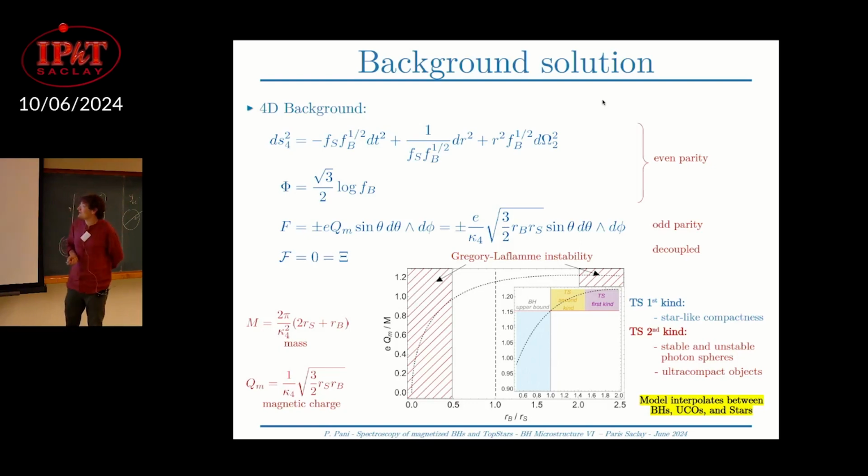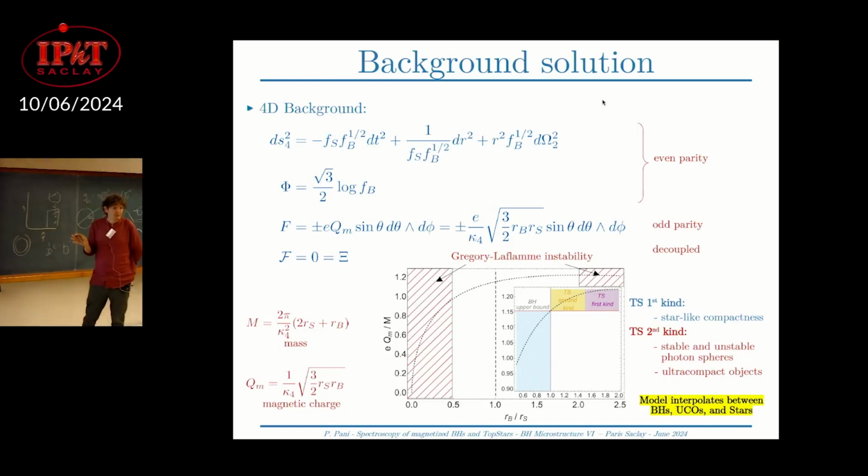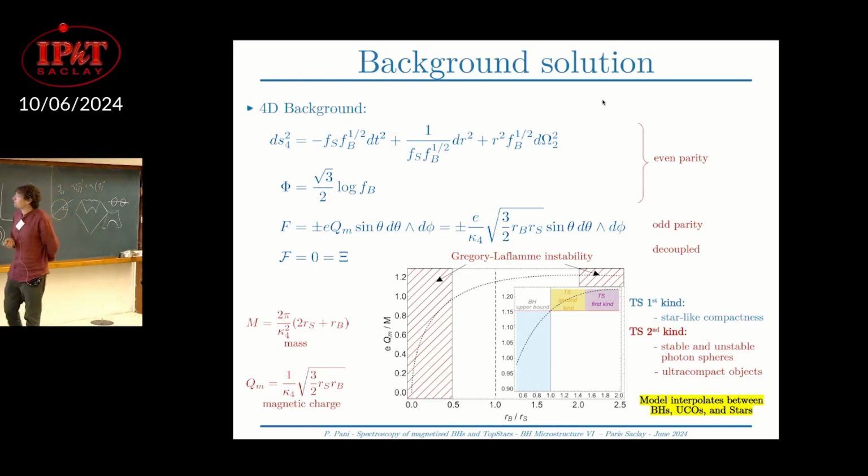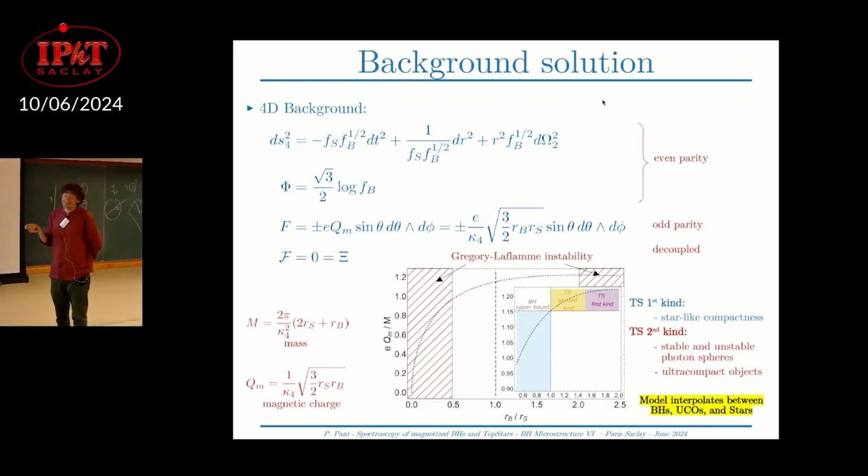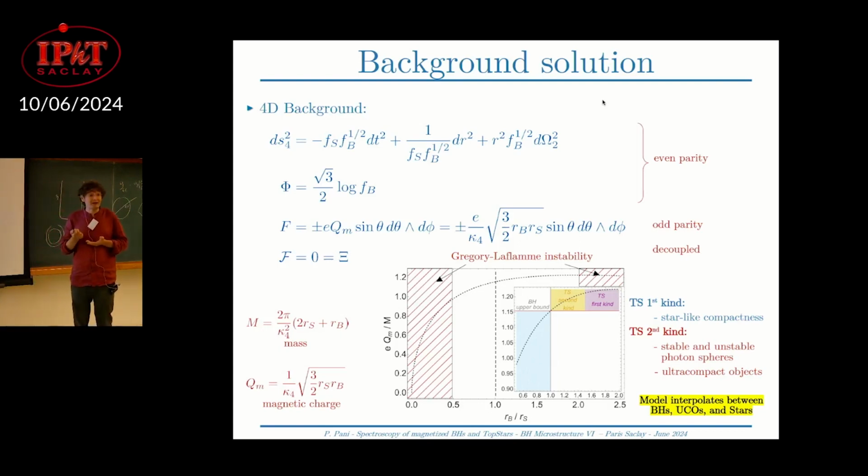Just one moment, I'll finish this. Within this range, which in principle is free of Gregory-Laflamme instability, topological stars can still be divided in two more kinds, depending on their structure. What is called topological star of first kind are star-like objects without an unstable photon sphere, while topological stars of second kind are more compact, and they have an unstable photon sphere, but also a stable one, which is crucial for their linear response.